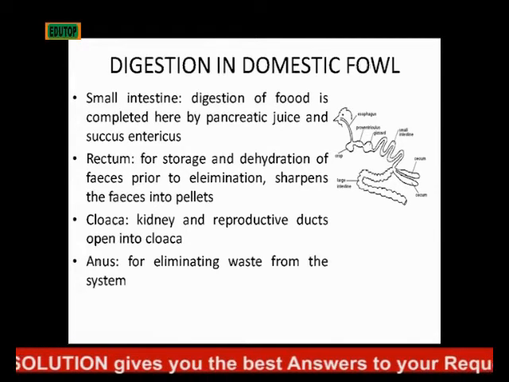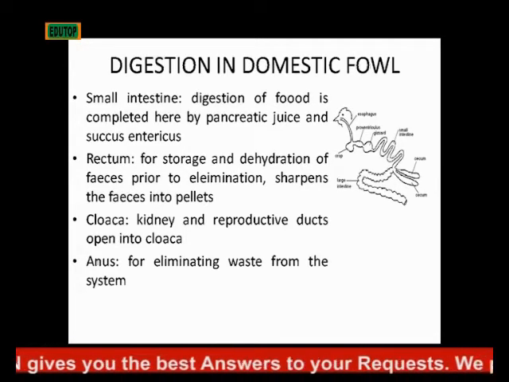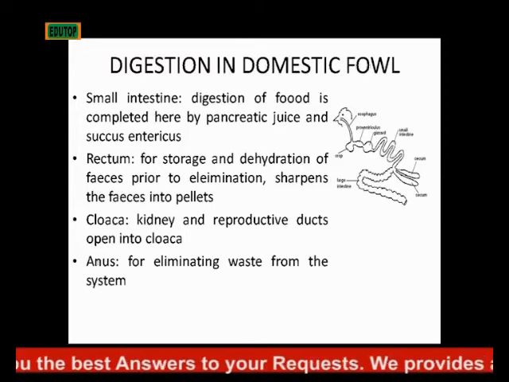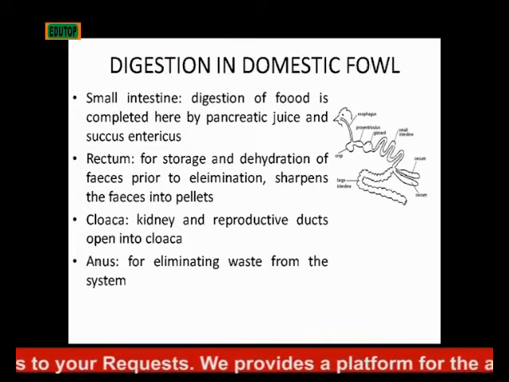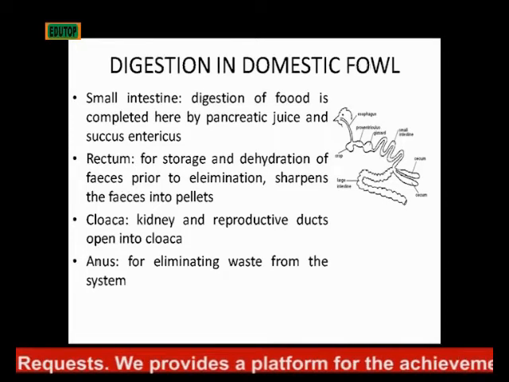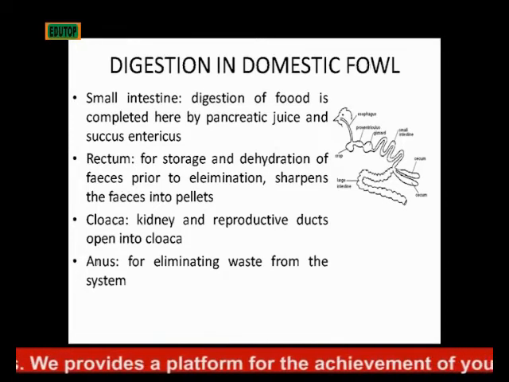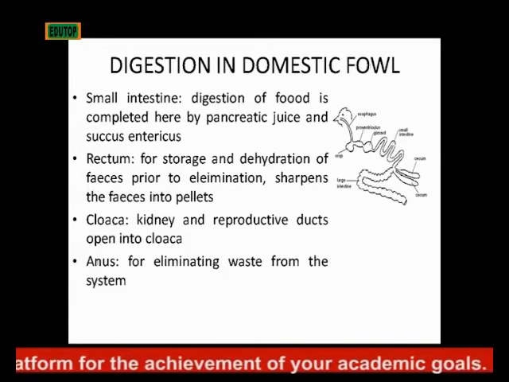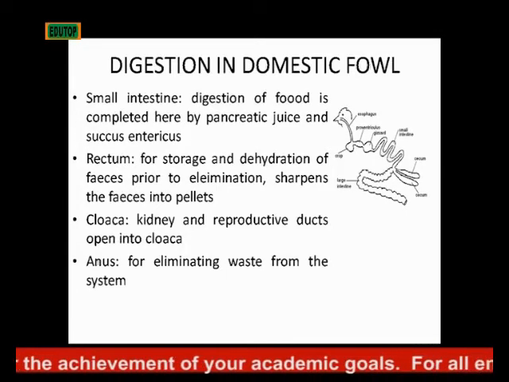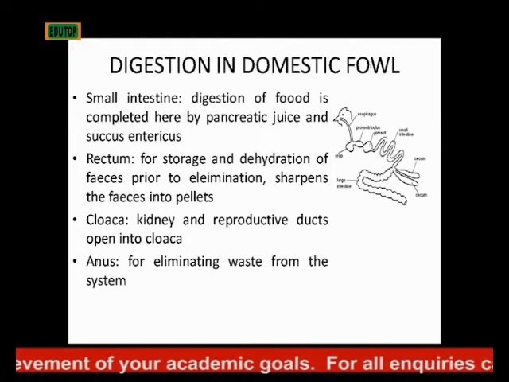So it's in the rectum that there is dehydration, that is, water is removed from the feces before the feces is eliminated. Then it is also shaped into pellets. Then the cloaca contains the kidney. The kidney and the reproductive ducts open into the cloaca. Then the anus is for eliminating waste from the system.